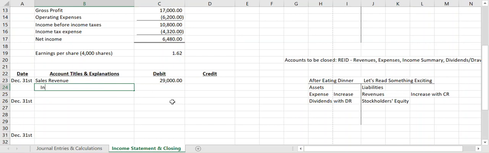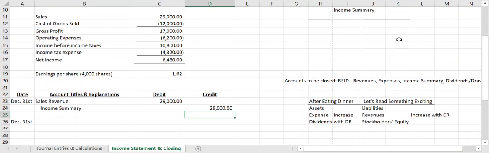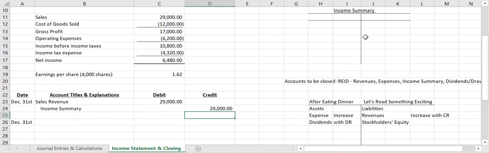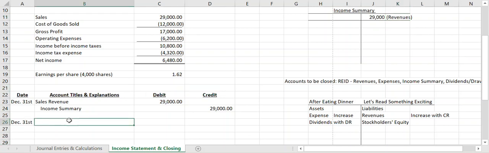Revenues are on our income statement, so they're going to get closed out to income summary of 29,000. So I made a little T-chart over here for income summary. We know debits on our left, credits on our right. So what just happened is that we credited it for 29,000, representing our revenues. We're now going to close out our expenses.